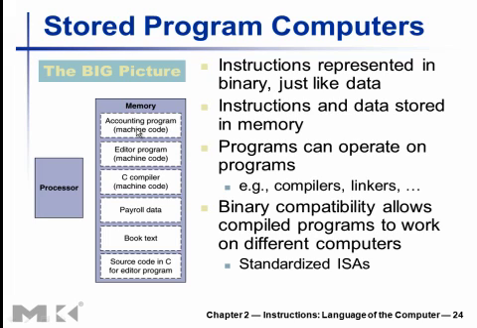Accounting information, machine code, the payroll data, the book text, the source code in a C editor: the instructions and data are all stored in memory as well. Before you can run a program, it has to be loaded from the hard drive to memory. And programs can operate on programs. Compilers and linkers are programs that work on your programs.